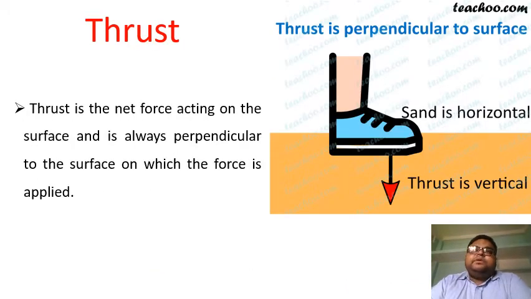So sometimes when we are in the sand, our feet are applying a thrust in a vertical direction, right? So the thrust is the net force acting on the surface and is always perpendicular to the surface on which the force is applied, right? So thrust is always perpendicular to the surface on which the force is being applied.